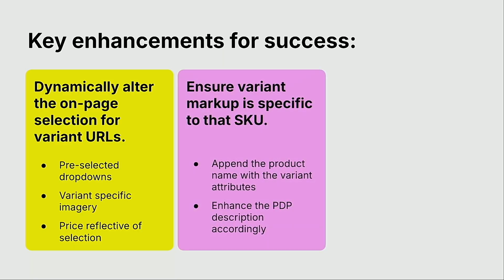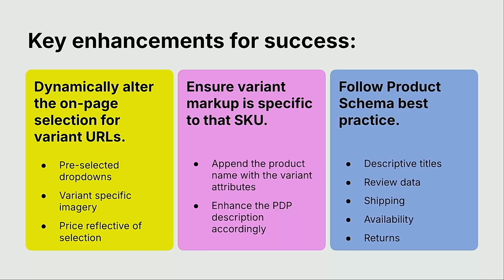It's also really good to make sure that your variation schema contains that level of markup. So if you've got a variant marked up for the color black of a product, you would expect to have that color appended in the title and the description too. And finally, it kind of goes without saying, but just make sure you nail your best practice for your product schema, because otherwise this isn't going to work as well as you would like it to.